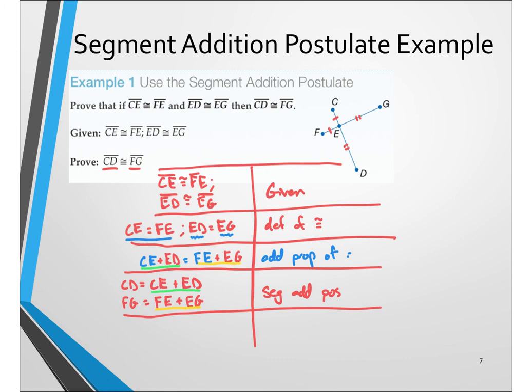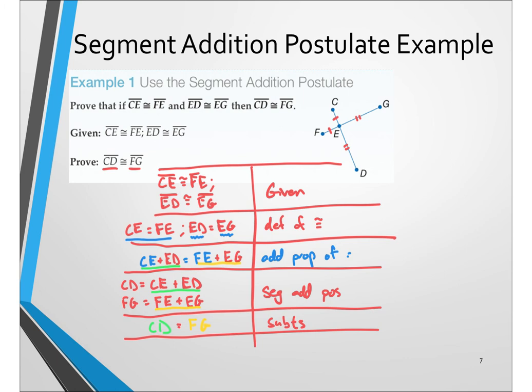Which means that I can plug in CD into my equation, and I can plug in FG into the equation. Okay, I'm going to change color so you can see what's going on. So I now have CD is equal to FG after all is said and done. And I know this because of the substitution property. That's why I'm allowed to do this. Okay, so I had my segment addition postulate, and then I was able to plug the whole segments in for the expressions of their sides, or the pieces.